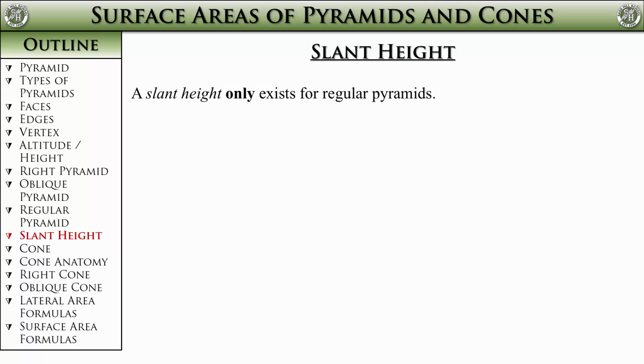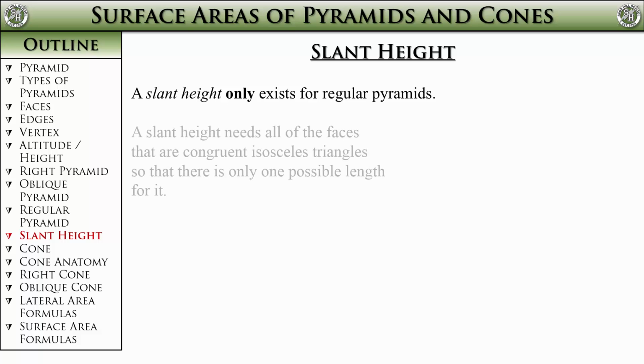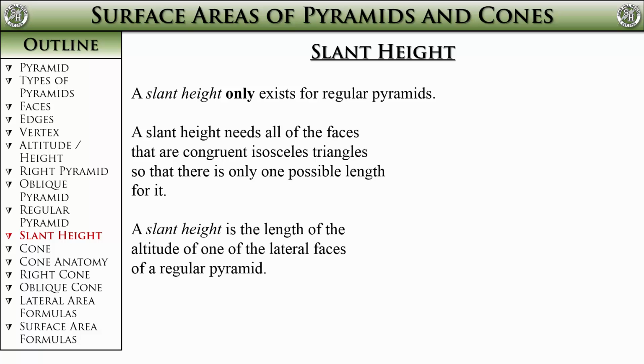Slant height is the last vocab term for pyramids. A slant height only exists for regular pyramids. A slant height needs all of the faces to be congruent so that there is only one possible length. A slant height is the length of the altitude of one of the lateral faces of a regular pyramid. So it is not the height of the pyramid, but a height of one of the lateral faces. You need to keep those straight.